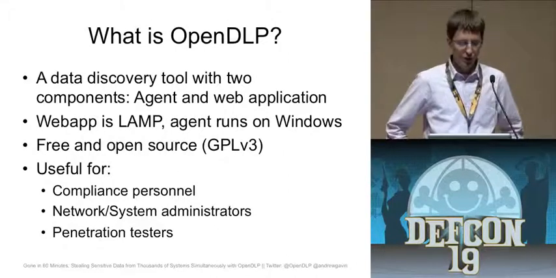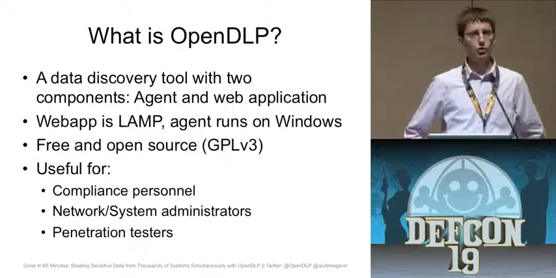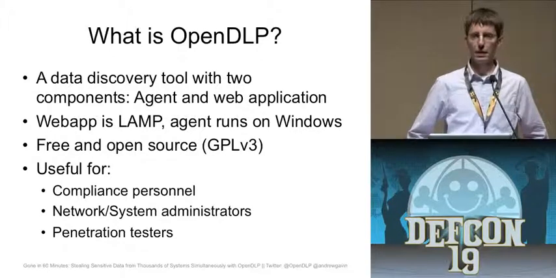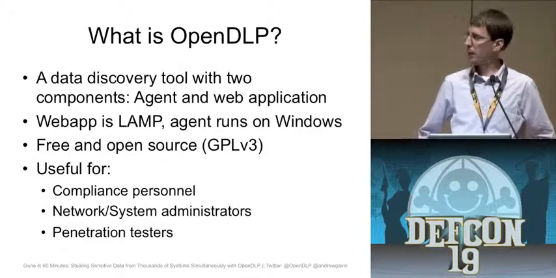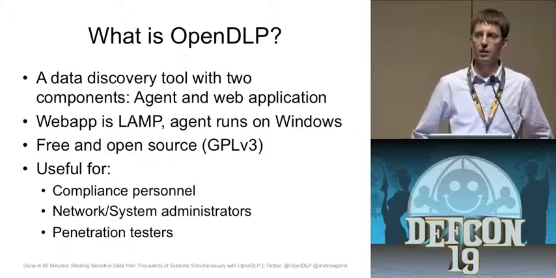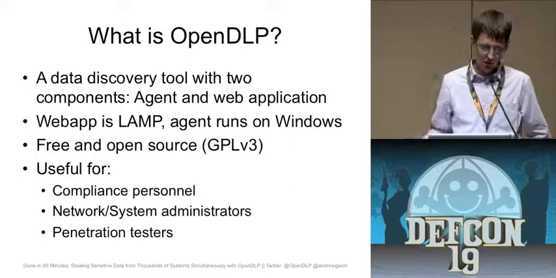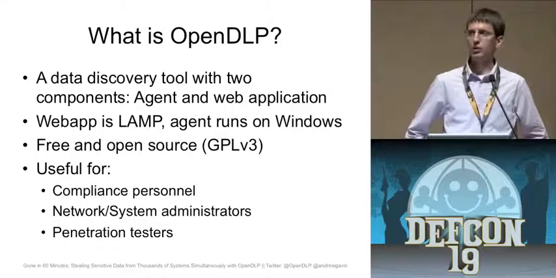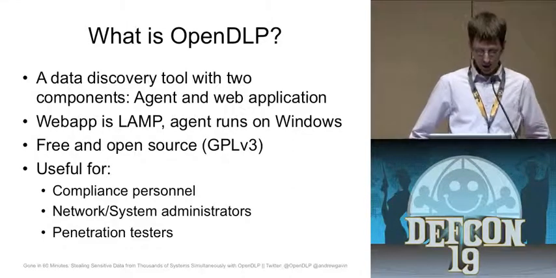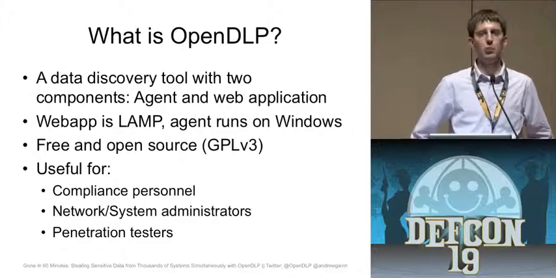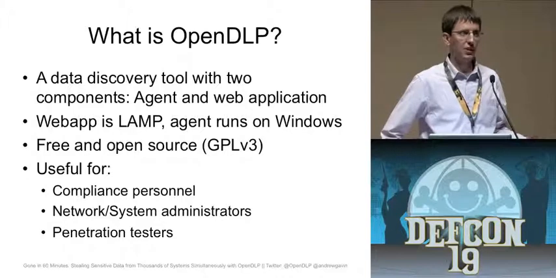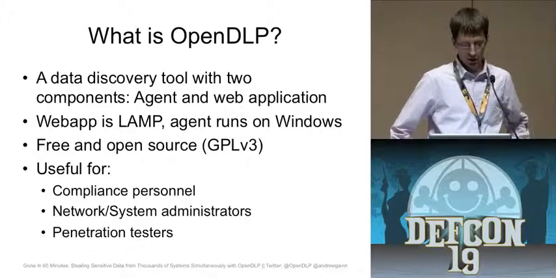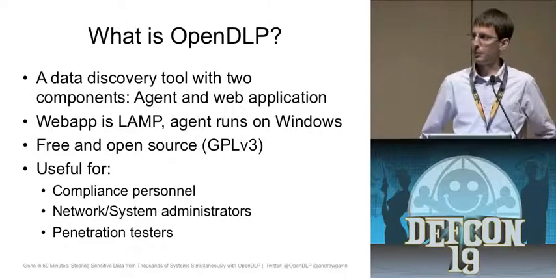So what is OpenDLP? For those of you who don't know, it is a data discovery tool, and there are two components to it. There's a web app that controls everything, and that's on the LAMP stack, so Apache, MySQL, and Perl. And then there's a Windows agent that runs on, obviously, Microsoft Windows. It's open source, released under the GPL version 3, and it is useful for compliance people. So if you're a PCI guy, you want to find out where your PCI data is, you'd want to use this. It's also good for proactive network and system administrators, because we all know they are proactive, right?